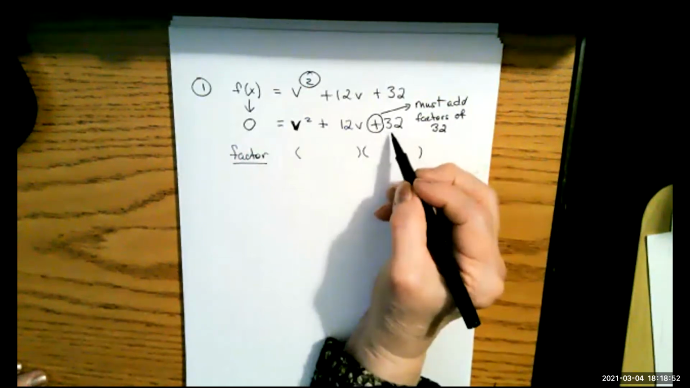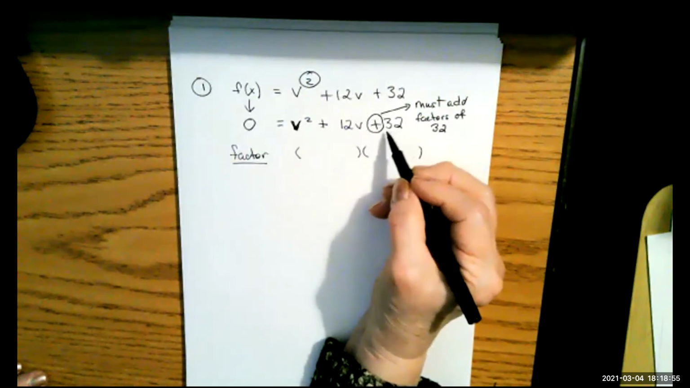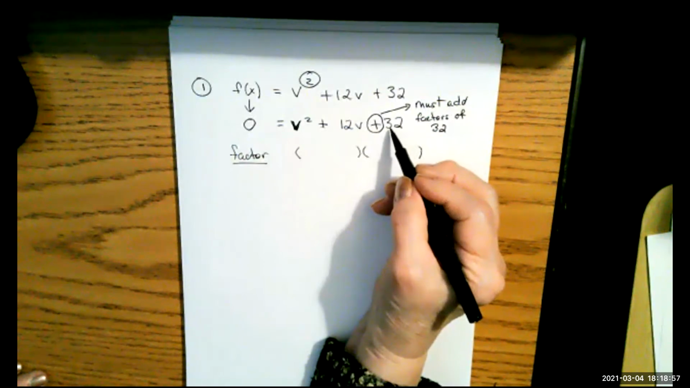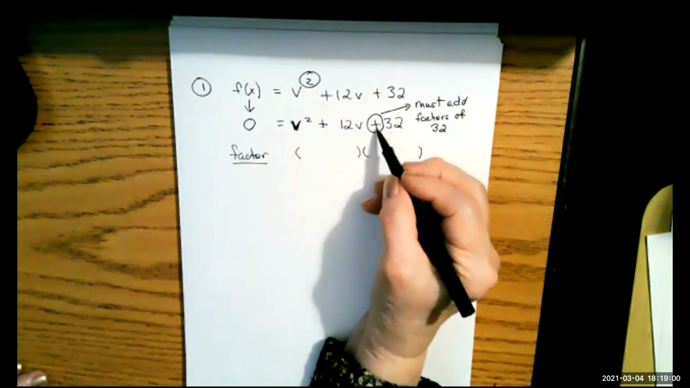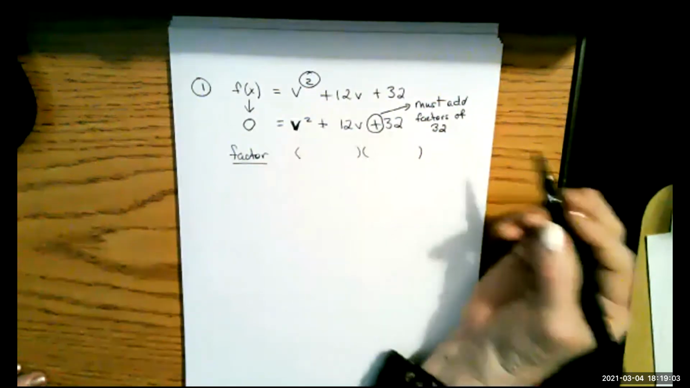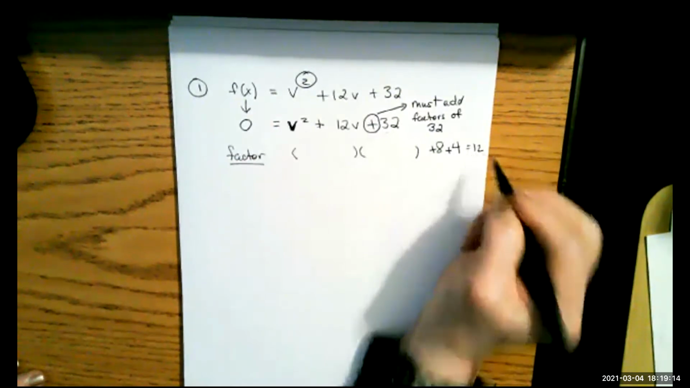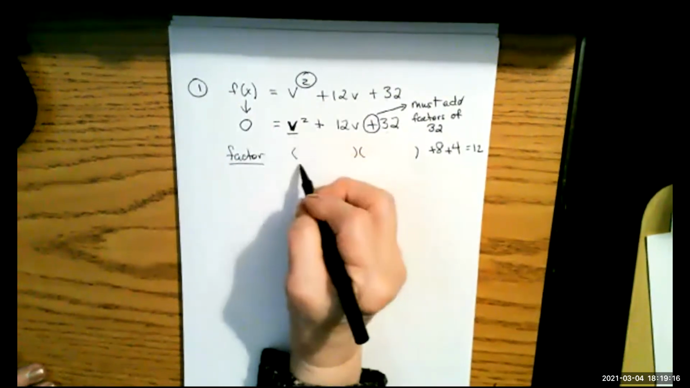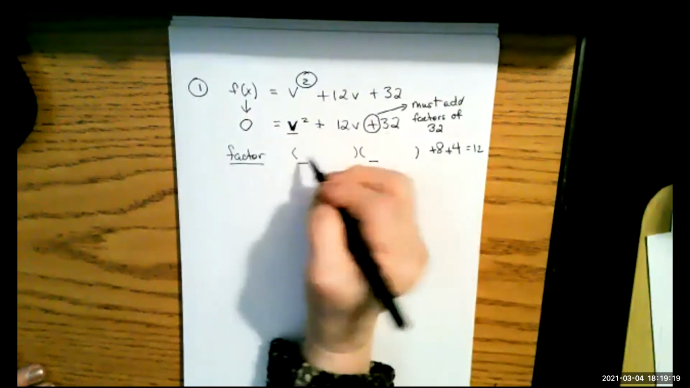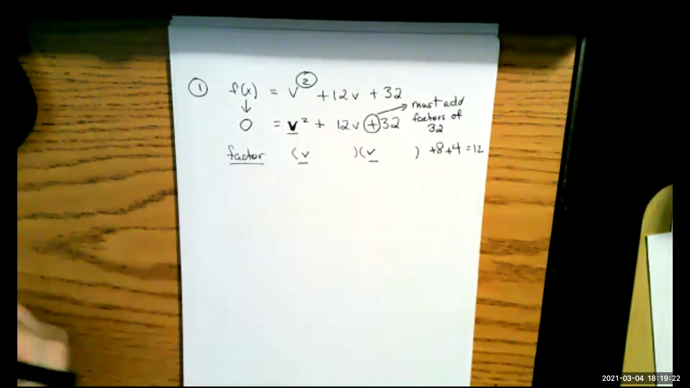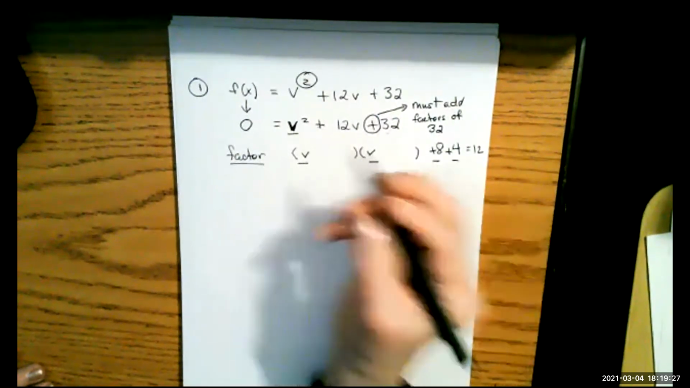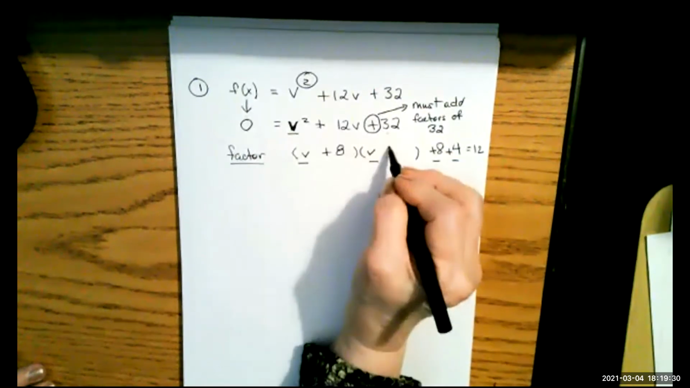So I'm thinking, what could I break up 32 into so that when I multiplied, I got 32, but when I add, I get 12? Can anybody? 8 and 4. And you want to put your signs on them. You want both of them to be positive to get that positive 12 in the middle. So the v squared is going to break up in the first position number and make it v and v. And then in the last position, I'm going to use these numbers I used over here when I broke them up, 8 and 4.